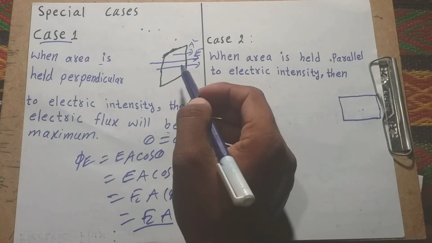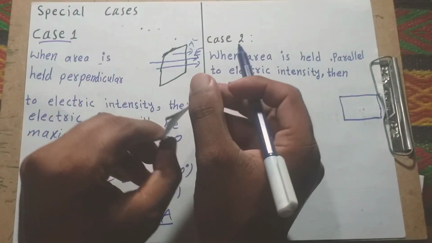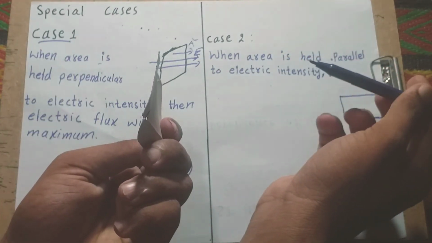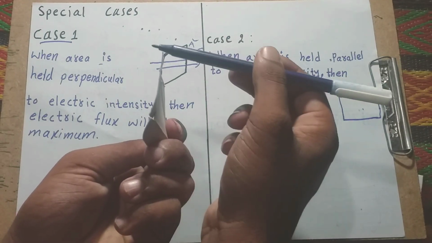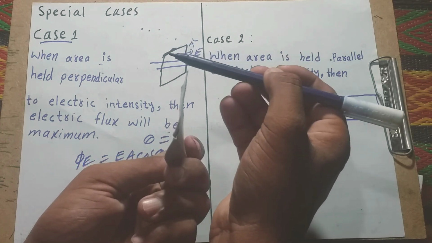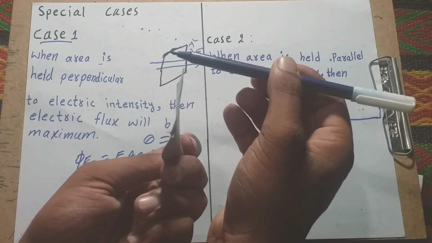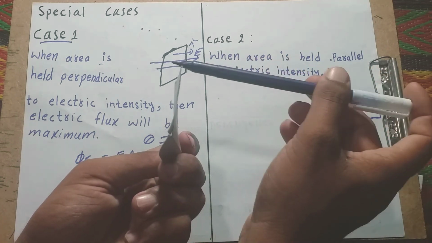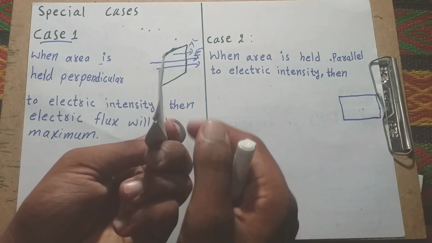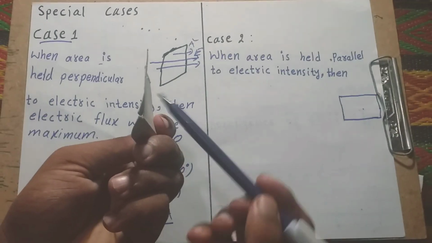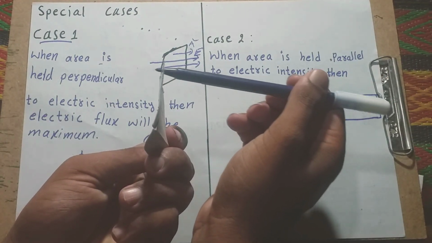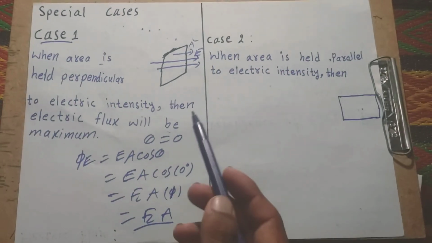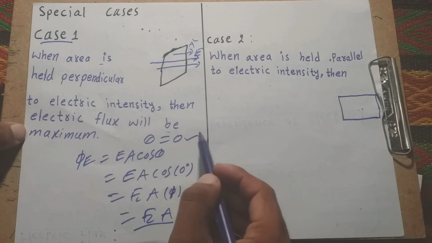Okay, the area is perpendicular to the electric intensity. This is the area and the electric intensity passes through, but the direction of the vector area is along the direction of outward, along the direction of electric intensity. The angle between them is 0.